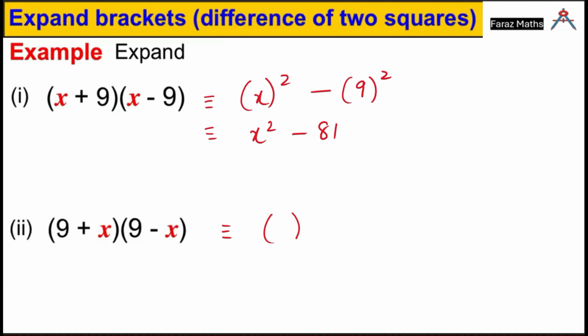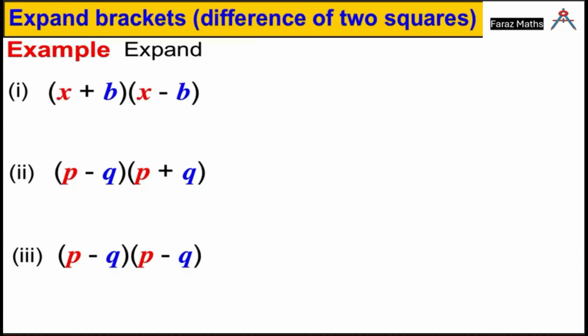Here we have to do the same thing, first term square minus second term square, 9 square minus x square. So the answer is 81 minus x square. Coming to the next, x plus b and x minus b. Again, the first term square minus second term square, x square minus b square, and it will give you x square minus b square.